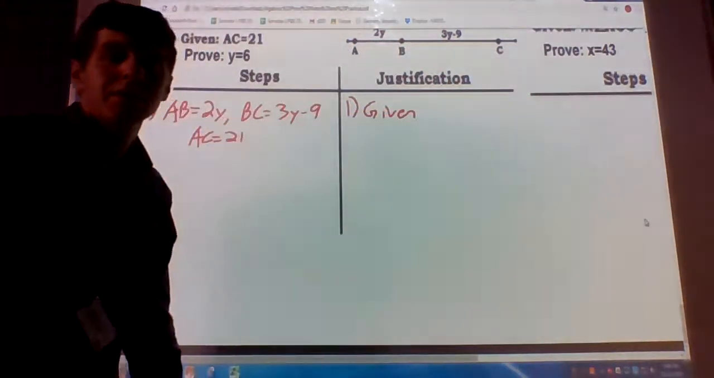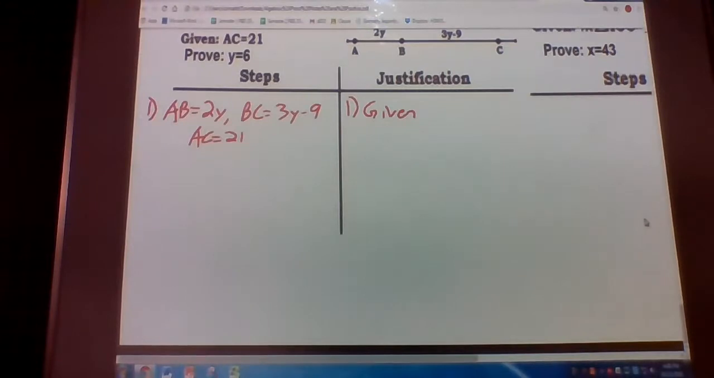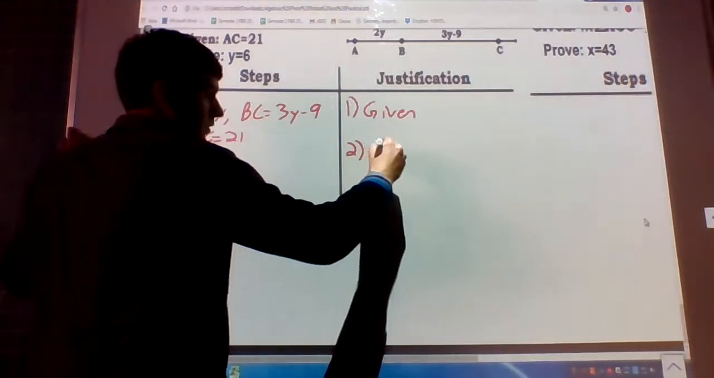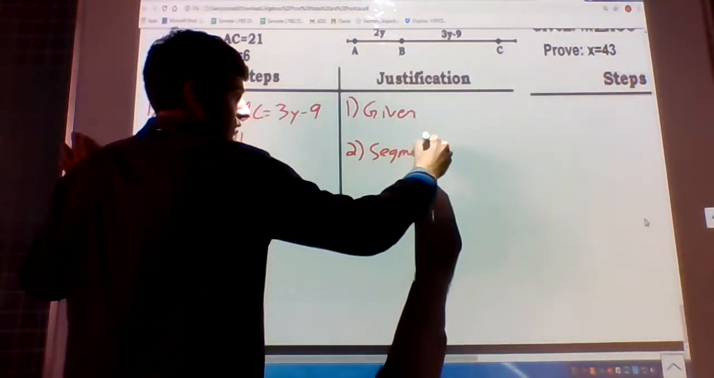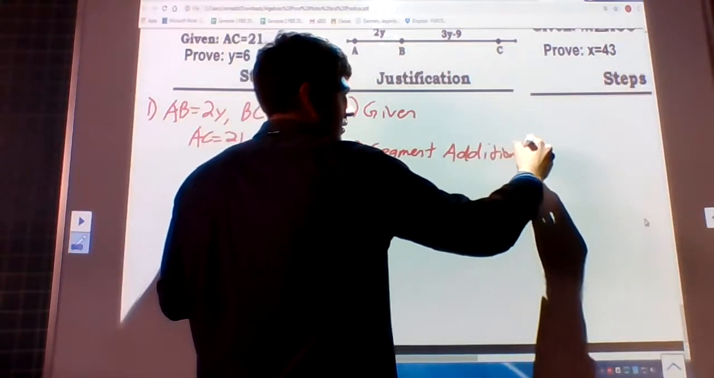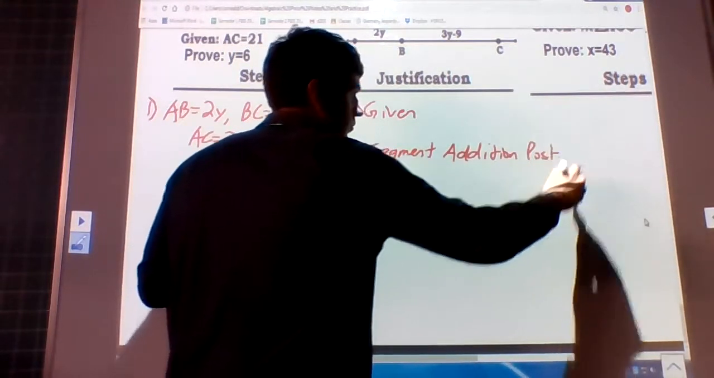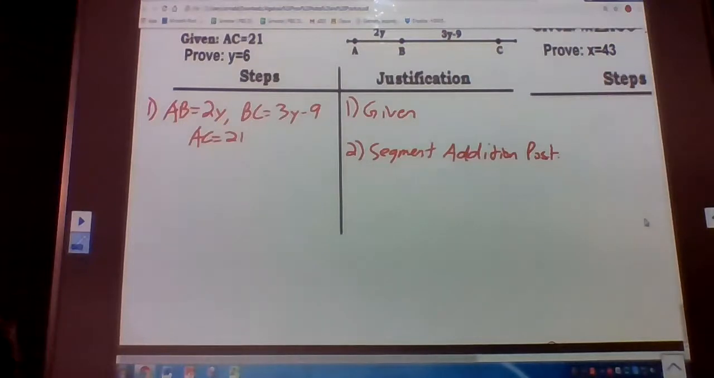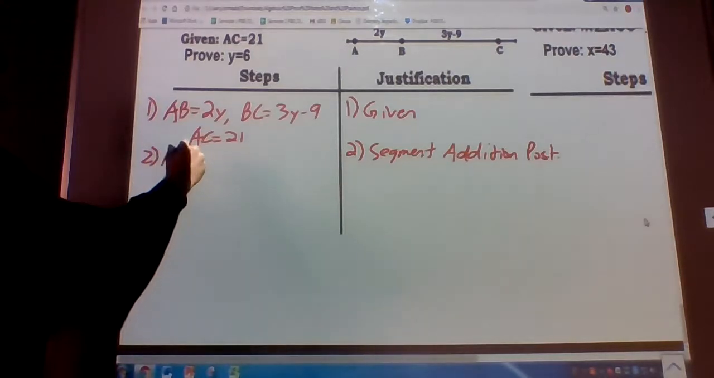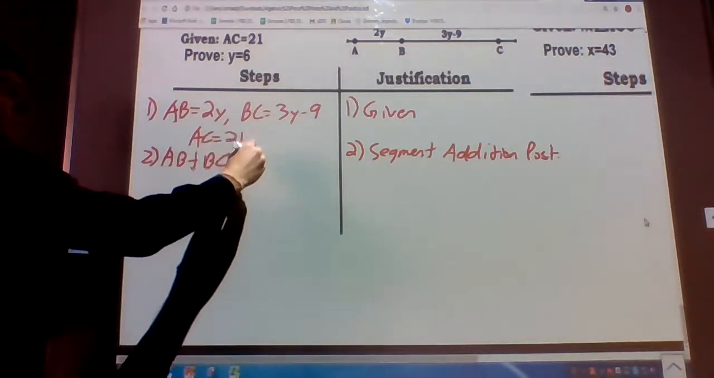So we probably want an equation to solve for y. So we're going to use the segment addition postulate, which tells us if B is between A and C, then AB plus BC equals AC. So AB plus BC equals AC.